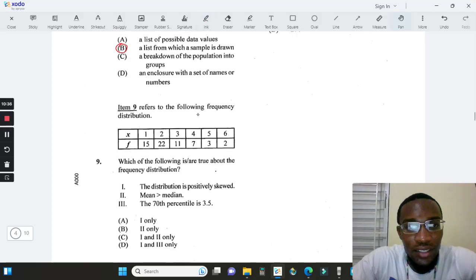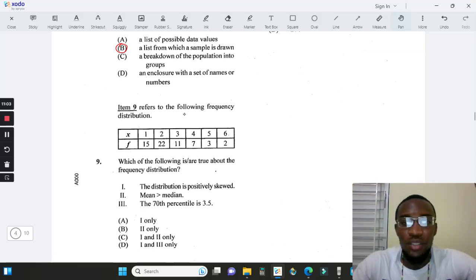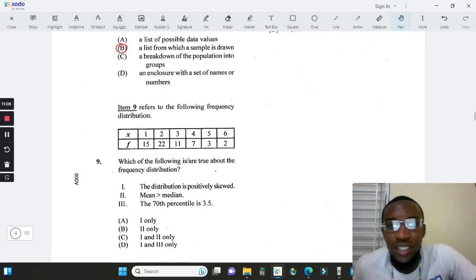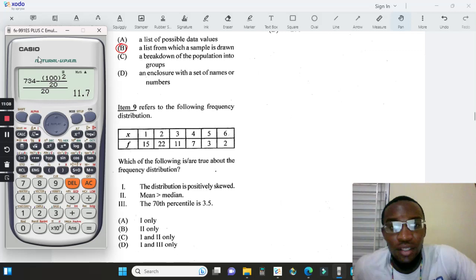This one now, I'm positive this repeats from 2020, but I can't remember which one. We did 2020 like the day before yesterday, but I can't remember. Which of the following is true? I have to do it again. The distribution is positively skewed. First, let's find the mean. Just going to use a calculator to find the mean.